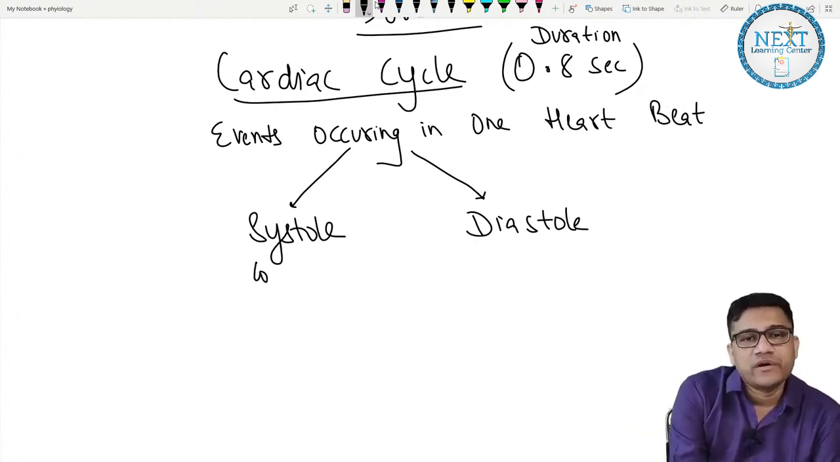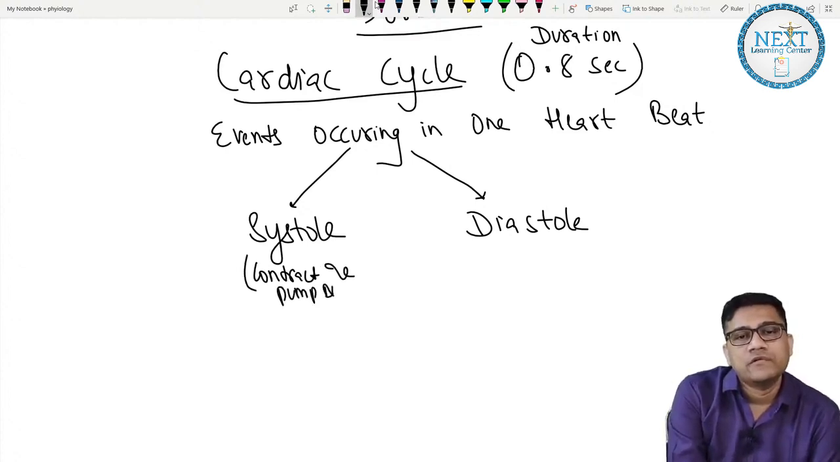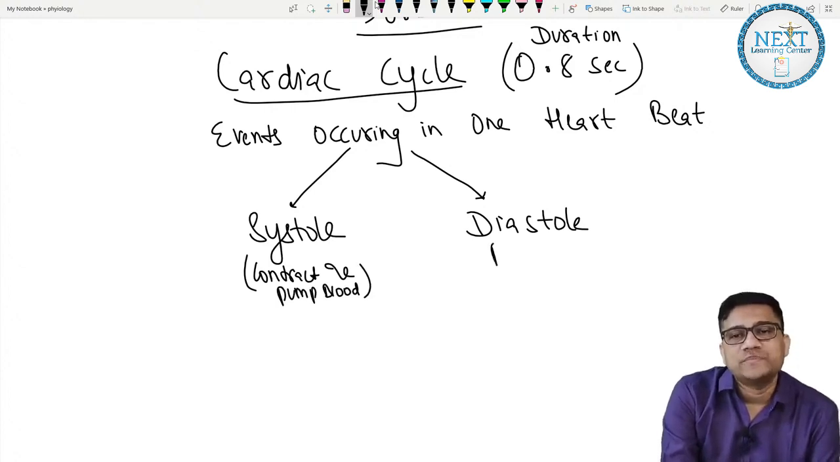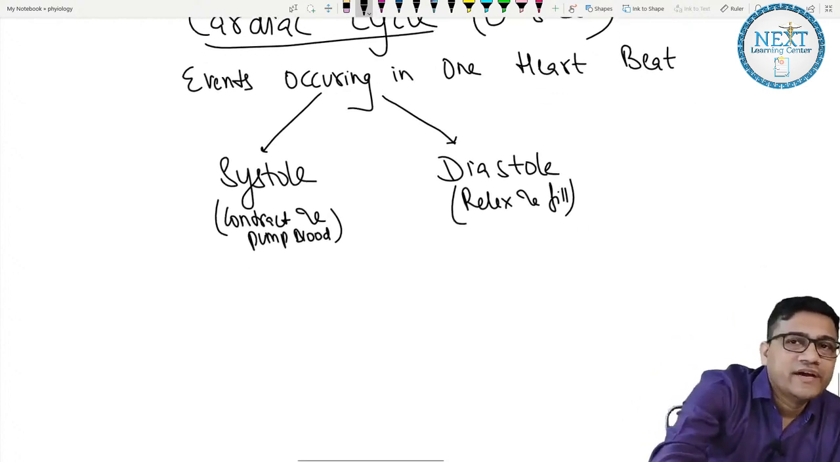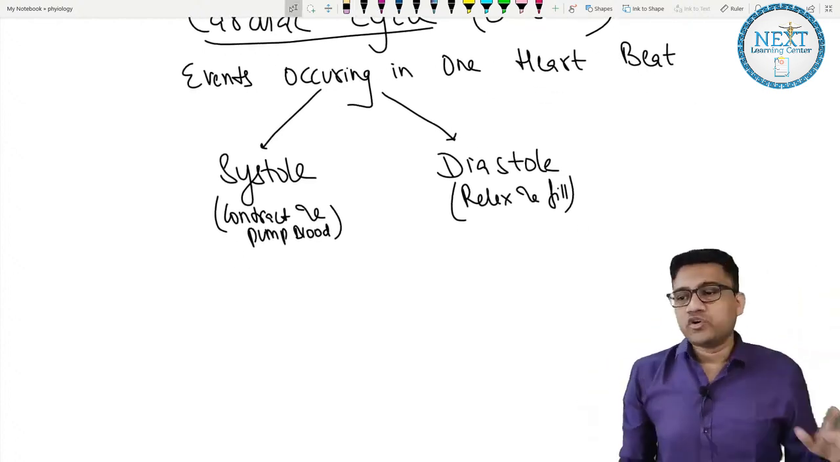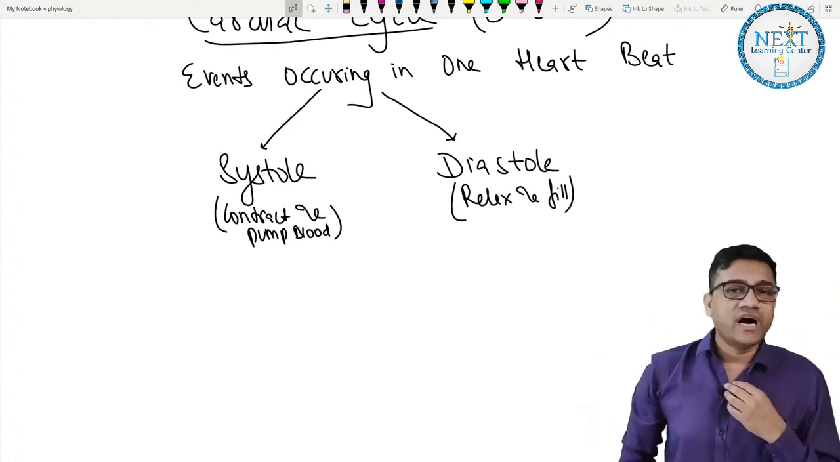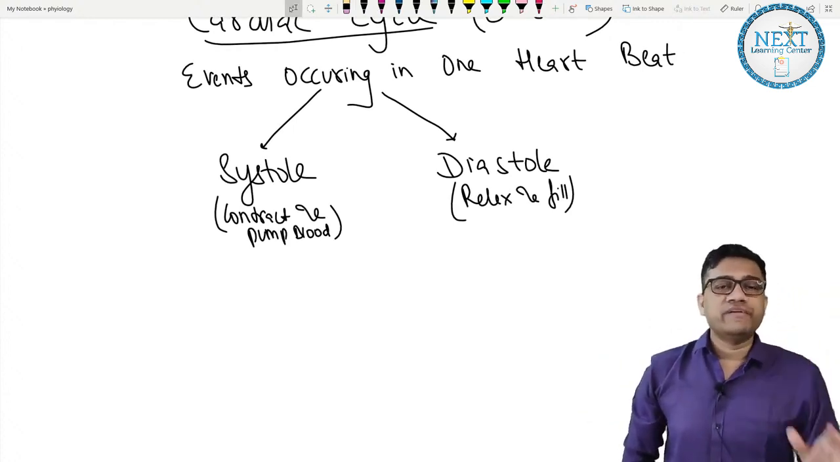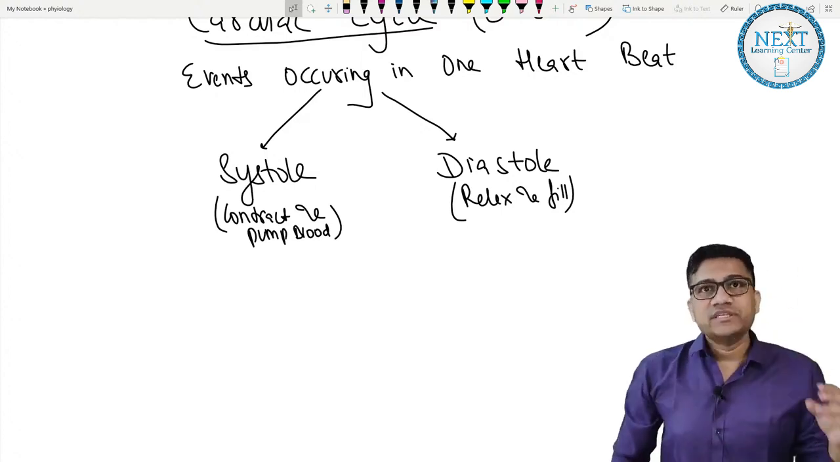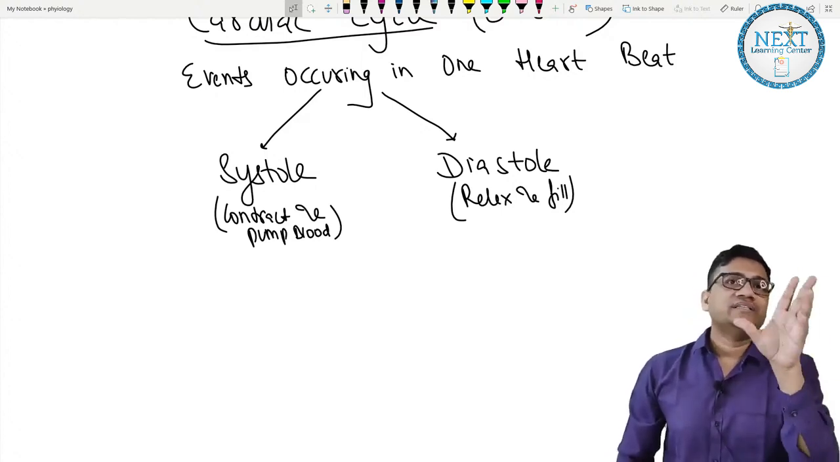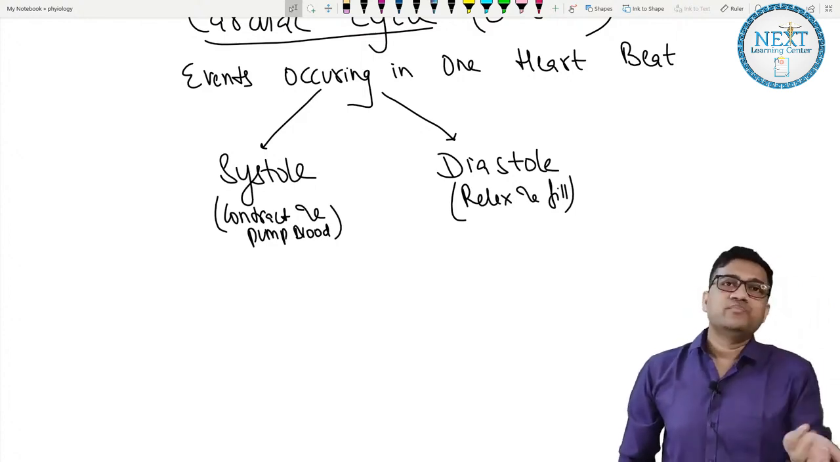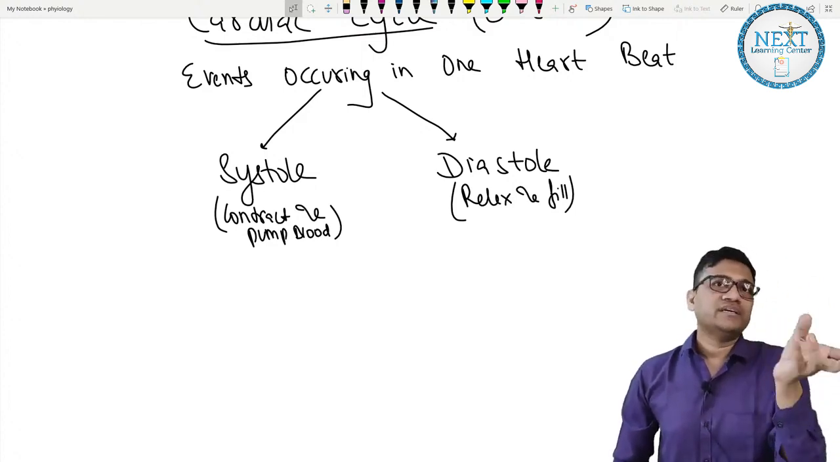Systole is basically contract and pump blood, and diastole is basically relax and fill blood. So that's why there are 2 kinds of very common problems or failures in the heart. So what are the 2 problems or failures in the heart? One is systolic dysfunction, where the heart is unable to pump the blood, most commonly caused by shock. Okay, where the heart is unable to pump the blood.